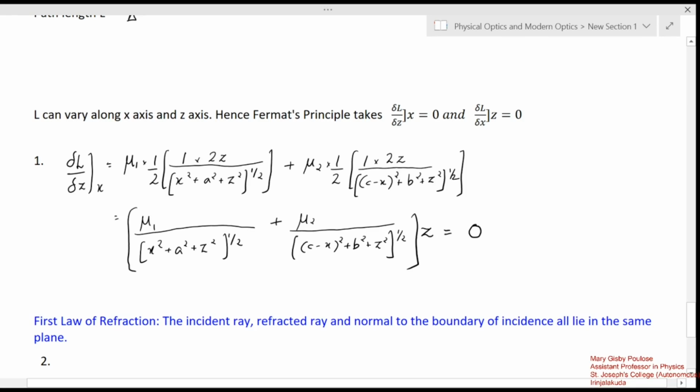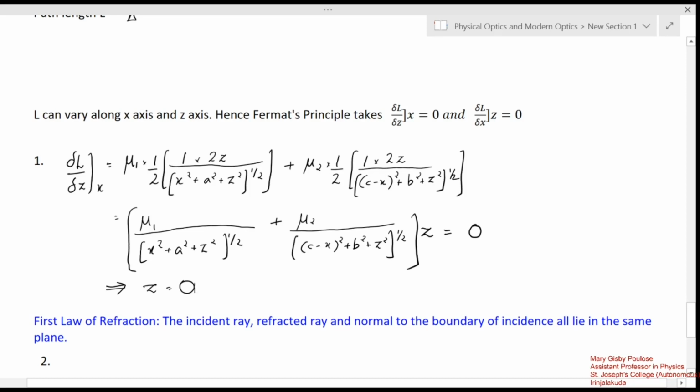Here A is defined as a positive number, the distance of point A. C is defined as a positive number, the distance of C. B is defined as a positive number, the distance of point B. Sorry, C from the y-axis. Here, this implies that the first term cannot be 0 and hence in turn z must be equal to 0. That is, the light ray can refract only upon the condition that z must be equal to 0.